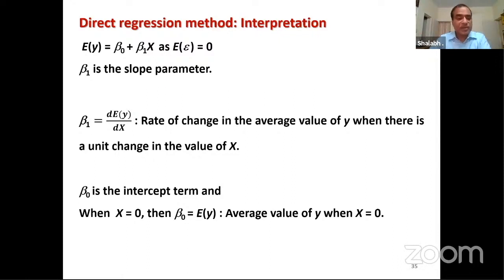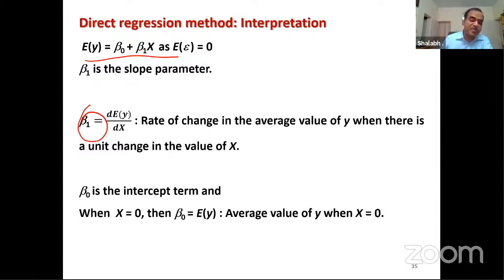So if you look at this model, I can write the expected value of y is equal to beta 0 plus beta 1 x plus the expected value of epsilon, which is equal to 0, right? And if you see, beta 1 is simply the first derivative of the average value of y with respect to capital X. The interpretation of this is that it indicates the rate of change in the average value of y when there is a unit change in the value of x. That is being indicated by beta 1.